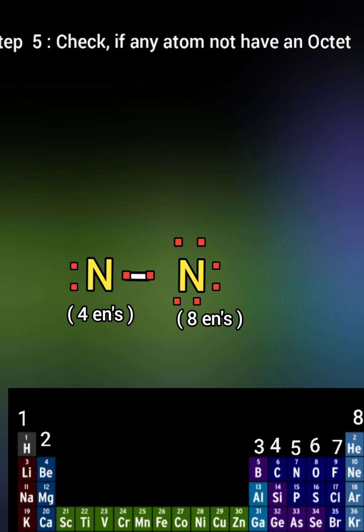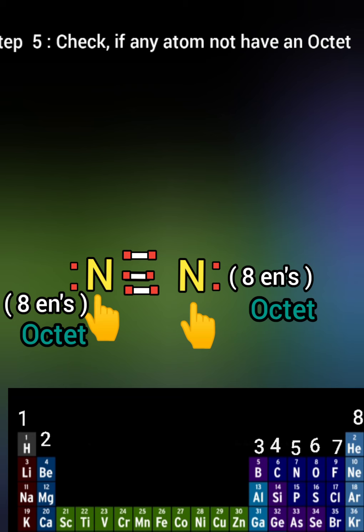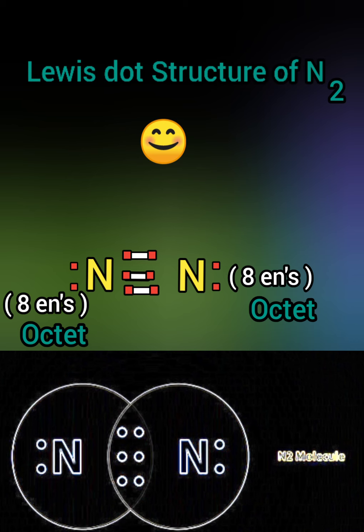Fifth step. Check if any atom does not have an octet. Here the right side nitrogen has a stable 8 electron octet, but the left side nitrogen only has 4 electrons. In order to get an octet, we turn the 2 lone pairs of the right side nitrogen into triple bonds. Now let's look at both nitrogens. Both have a stable octet of electrons. So the Lewis dot structure of the N2 molecule is complete.